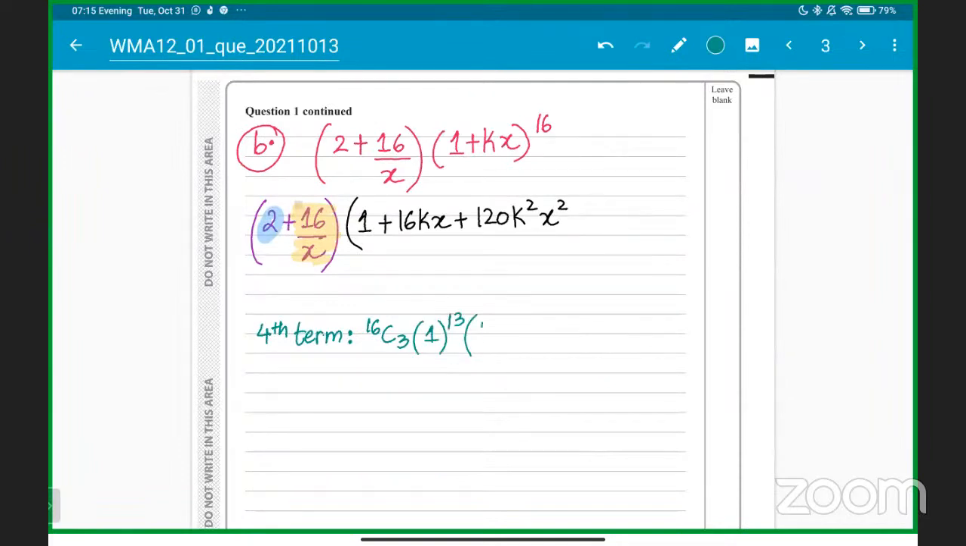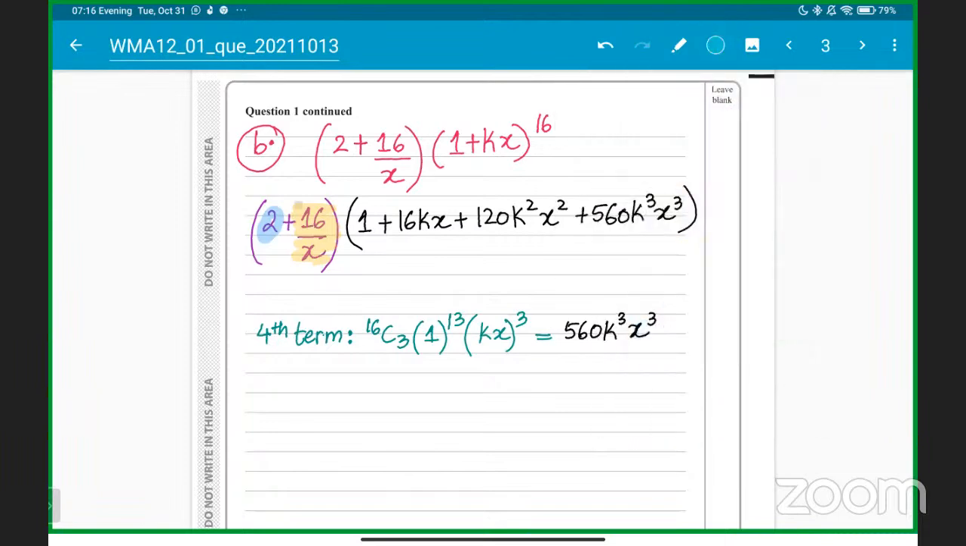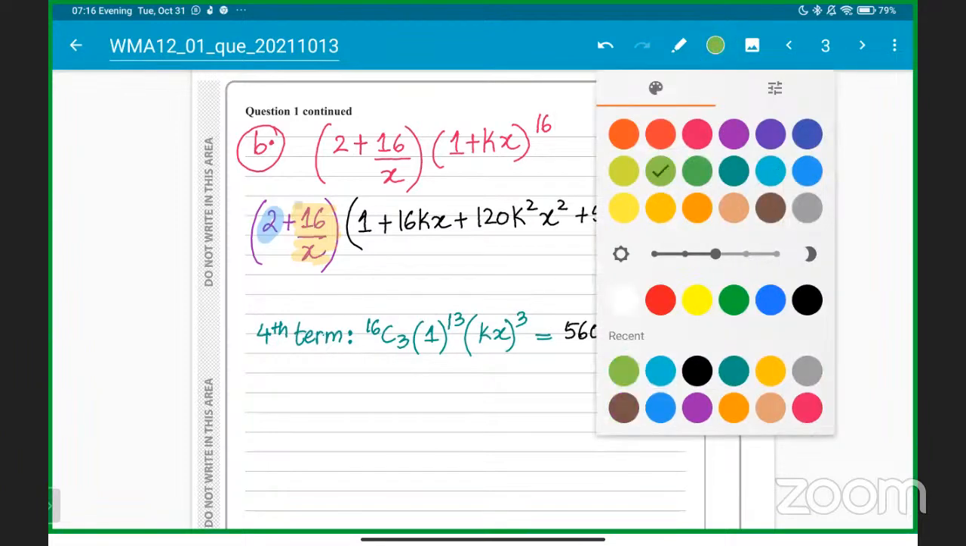That doesn't matter. k times x to the power of cube. So whatever you're getting here, that's your fourth term with the power of cube, okay? Understood? It's coming 560k cube x cube, okay? It's coming 560, so I'm writing it here. And the reason is that you need to judge on your own in the exam what values you need to multiply. Now understand this, it will make sense.